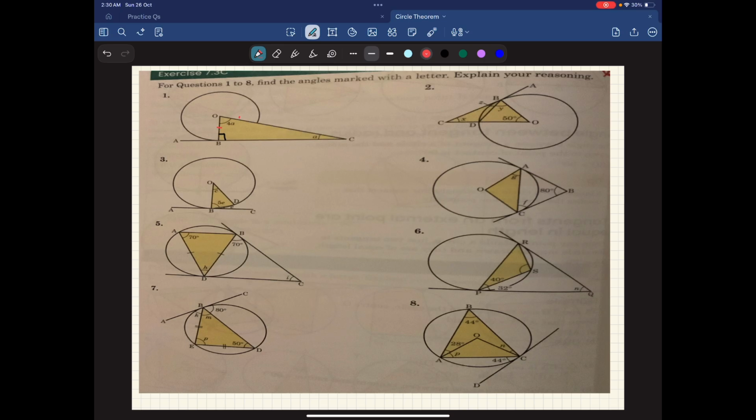Now, to find the value of A, we need to formulate an equation. So look at triangle OBC. We have all three angles with one unknown. So we know that the sum of the interior angles of a triangle is 180. So 4A plus A plus 90 should add up to 180. So we have 5A is equal to 180 minus 90. A is equal to 90 divided by 5. So we know that A is equal to 18 degrees.